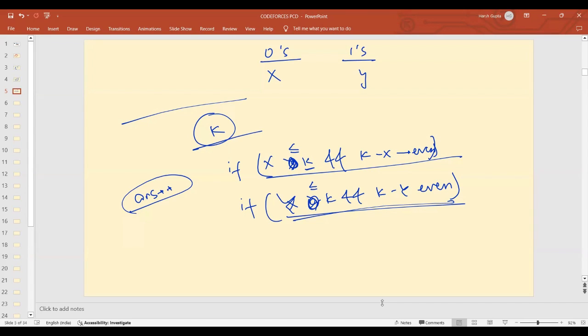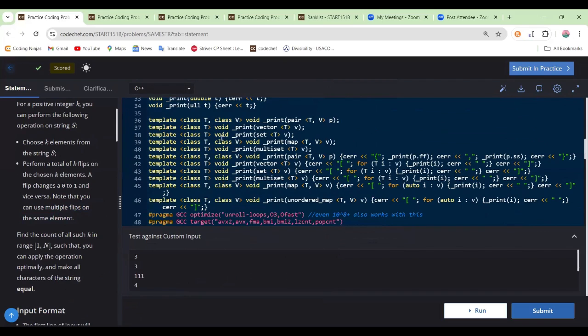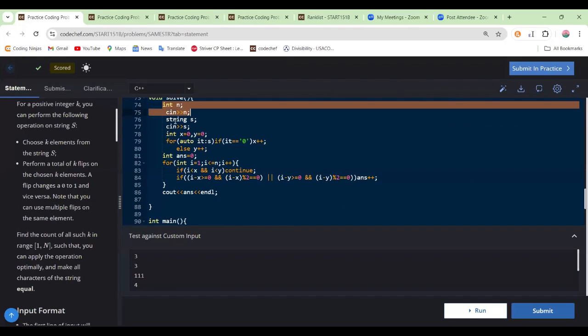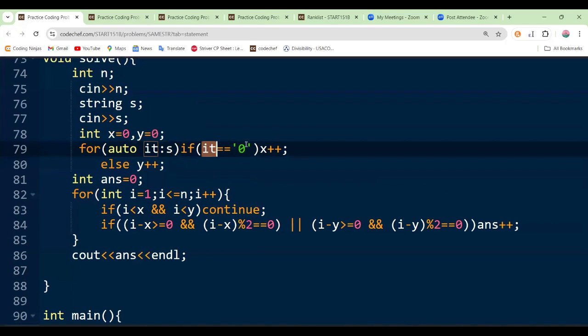Yeah, sure. So let's jump on to the code. Just a minute. Yeah, so this is the code. First of all, I took input of n, then string s, and initialized my count of zeros and count of ones, both of them to 0. Then I just iterated over the string. If my current character is character 0, I am incrementing my x, else I am incrementing my y. So x basically stores the frequency of character 0 in the string, and y stores the frequency of character 1 in the string.